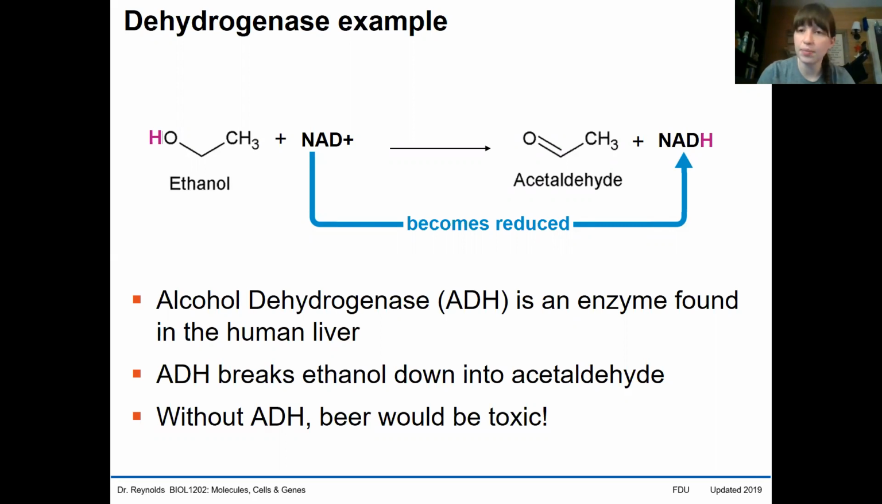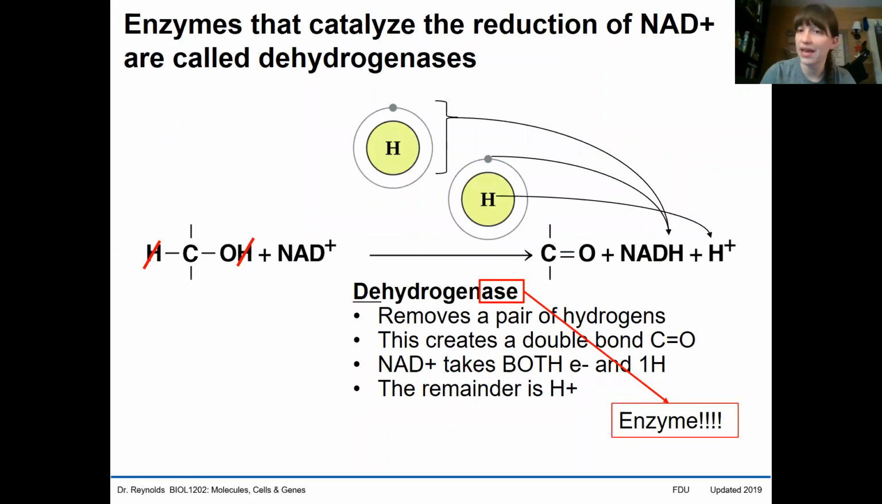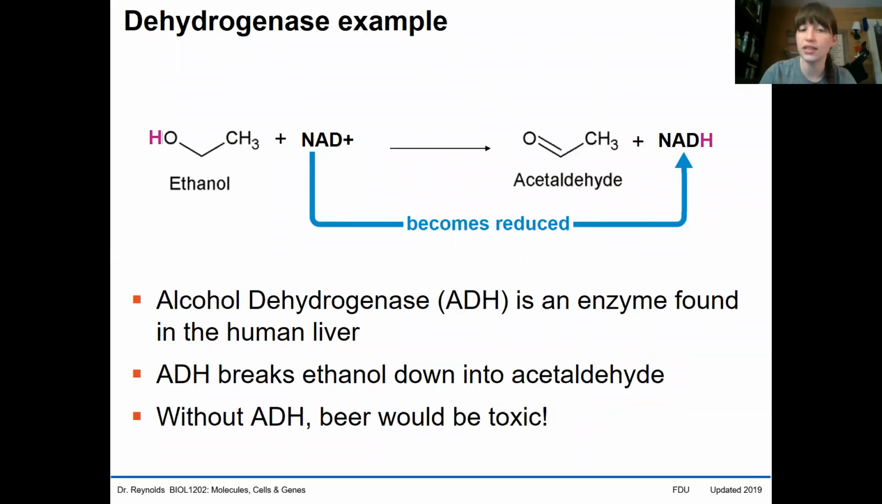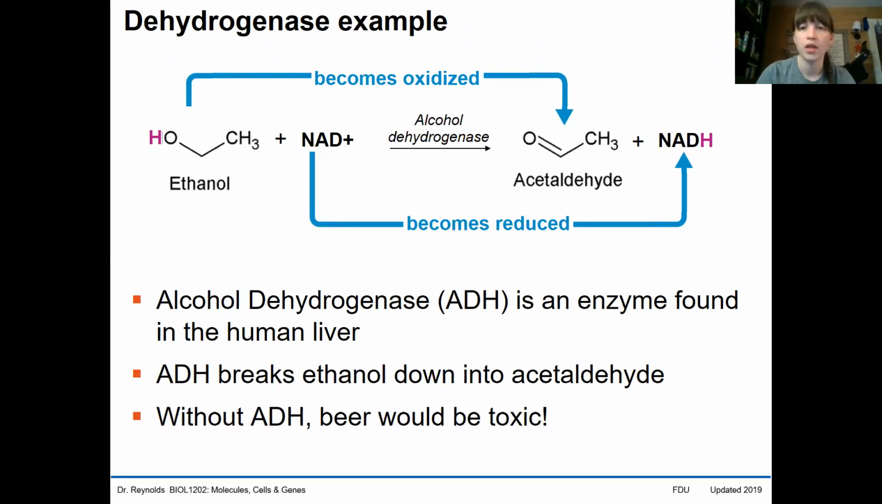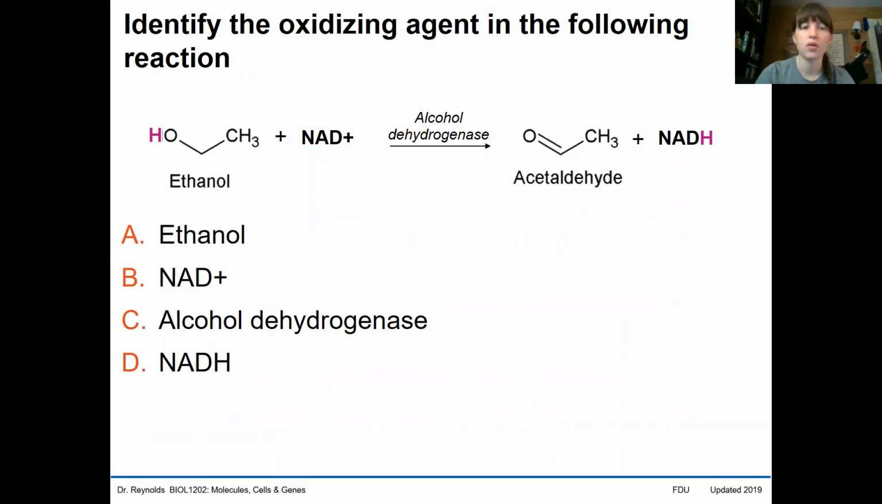When we take NAD+, this molecule is becoming reduced because it's gaining the pair of electrons from the two hydrogens that it removed from the reactants using this dehydrogenase. So it's gaining two electrons as well as a hydrogen, and so it's becoming reduced. The ethanol becomes oxidized because the hydrogens were given away from that molecule. And this is all catalyzed by the enzyme alcohol dehydrogenase. So tell me, in Socrative, in this reaction, what would be the oxidizing agent?